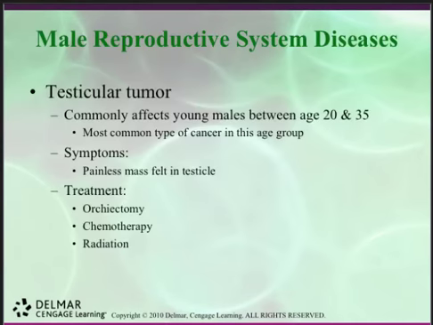Okay. A testicular tumor commonly affects young males between 20 and 35. It's the most common type of cancer in this particular age group. The symptoms are painless masses in the testicle. Treatment is orchiectomy, chemotherapy, or radiation.